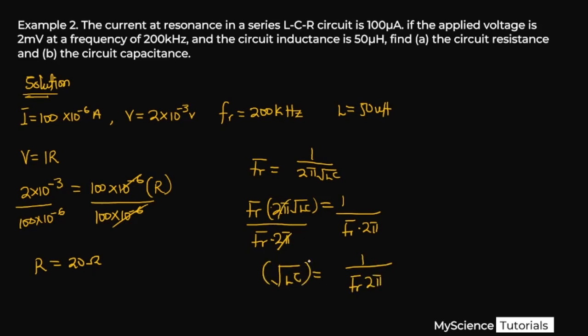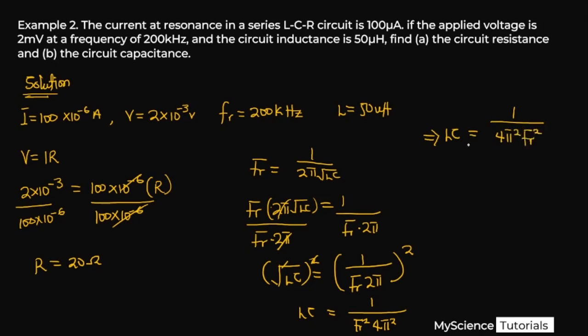So we square both sides to get rid of the root sign. So we have LC on the left, and on the right 1 squared is still 1 over resonant frequency squared times 4 pi squared. So that implies that our LC is equal to 1 over 4 pi squared times resonant frequency squared. Okay, so we can divide both sides by L for us to get our C.